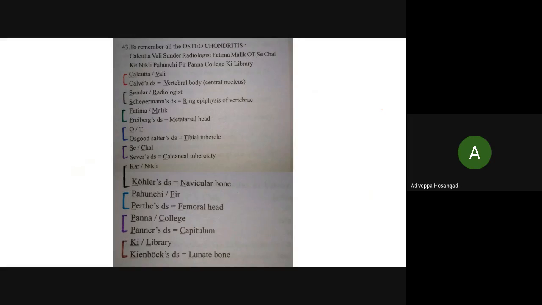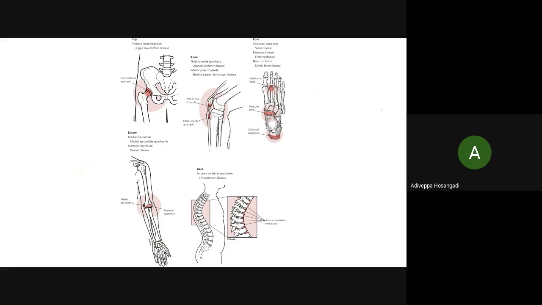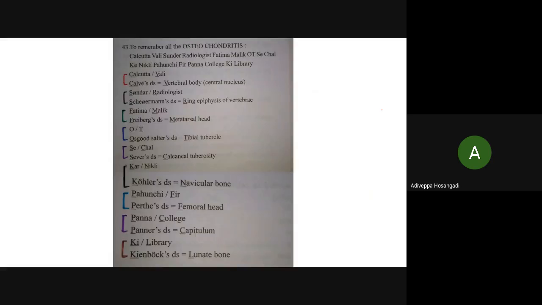Okay, now I want to go to osteochondritis. Osteochondritis is very interesting. I'll come to this slide once again in the end, but I want to start this. See, avascular necrosis of different bones in the body are named differently. But there is a very good mnemonic for this, which I found.